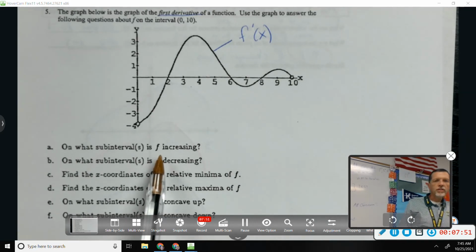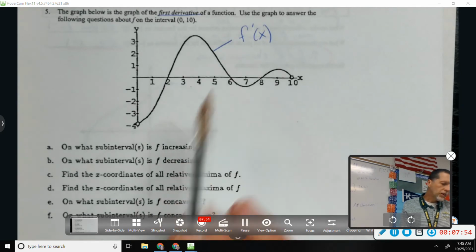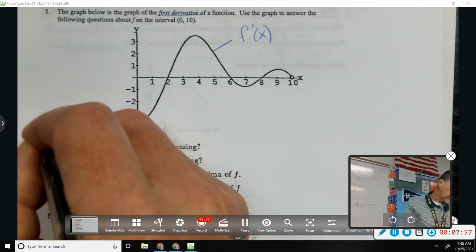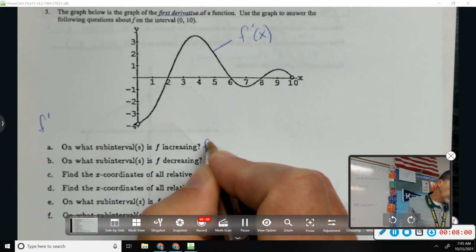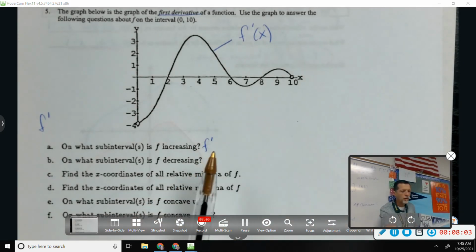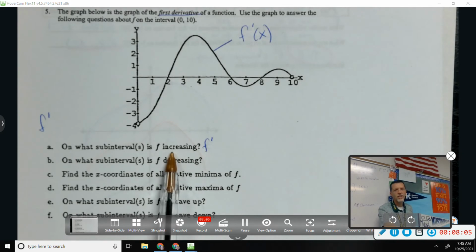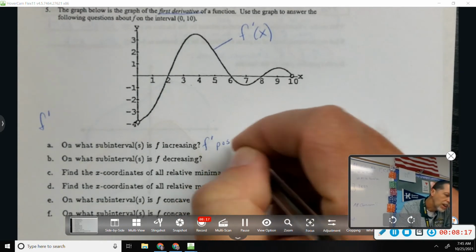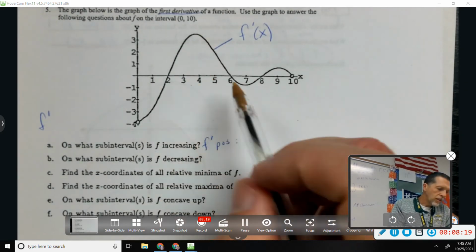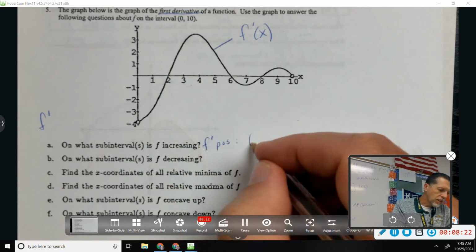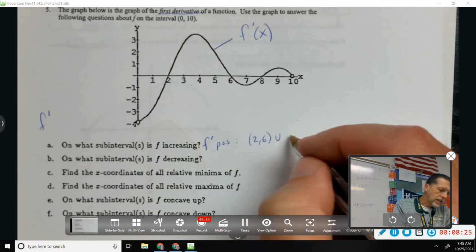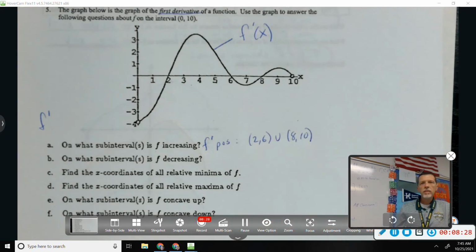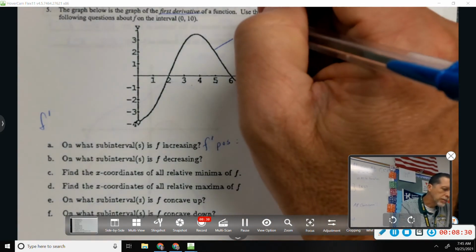Part A, on what subinterval is f increasing? Well, before I look at the graph, what I'm given is f prime. So what am I looking for on f prime if f is increasing? When what's positive? When f prime is positive. When f prime is positive, f is increasing. So f prime is positive from 2 to 6 and 8 to 10. Because this is the graph of f prime, and I'm looking for where the graph is positive.